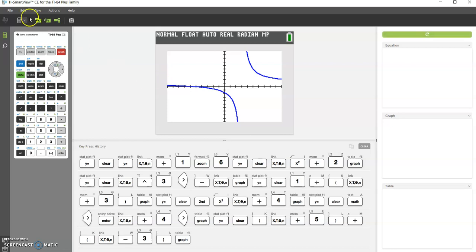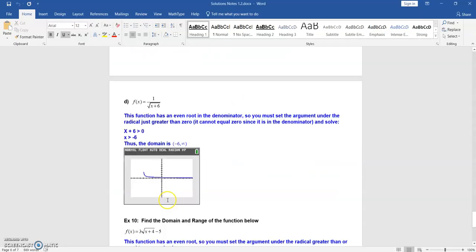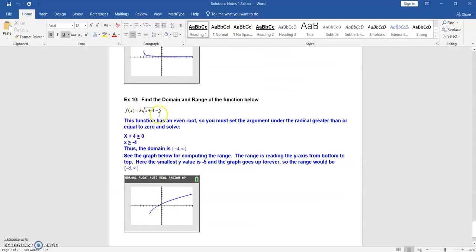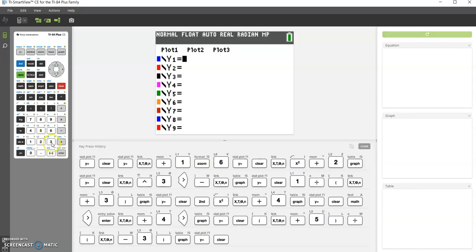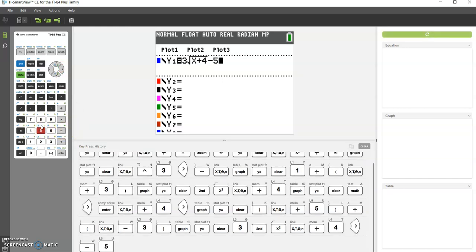Actually, you know what, I'll look at example 10 just to give you that one last one. Clear that. In example 10, it is this function, 3 square root x plus 4 minus 5. So when I go to my calculator, I have 3, second, x squared, that gives me my square root button, then I have x plus 4. You've got to use your right arrow key to get out of that square root so that then you can put your minus 5 on the outside of the function, okay? So just always be mindful of that.